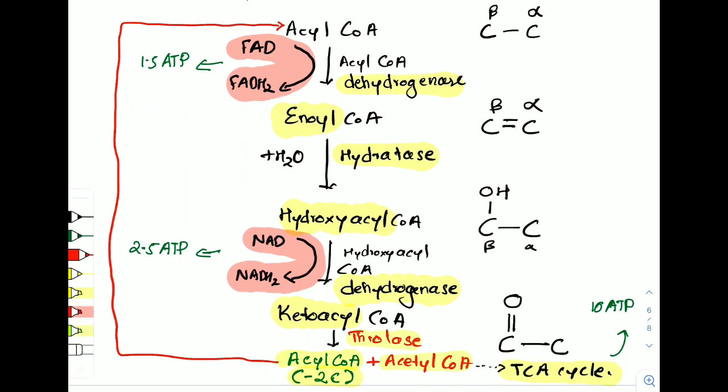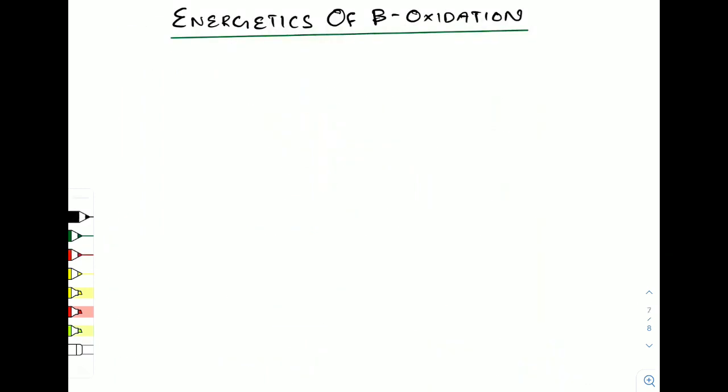Now the next topic that we are going to discuss is regarding the energetics of the beta oxidation cycle. In order to find the energetics of the beta oxidation cycle, one must know the number of FADH2 produced, NADH2 produced, and obviously the end product, that is the acetyl CoA produced, because it ultimately enters the TCA cycle that corresponds to 10 ATP.